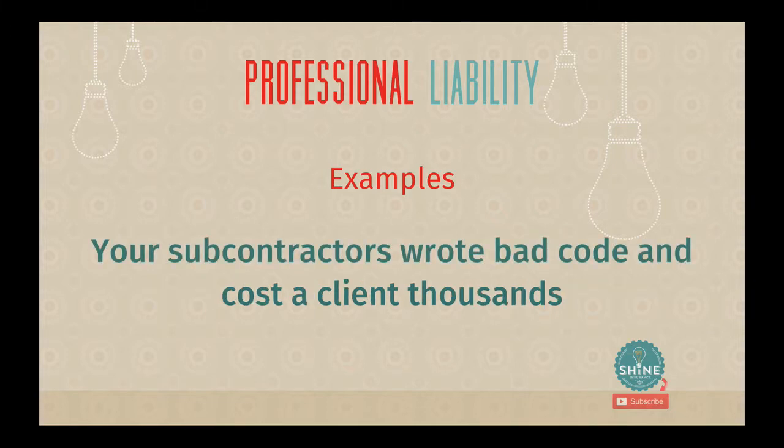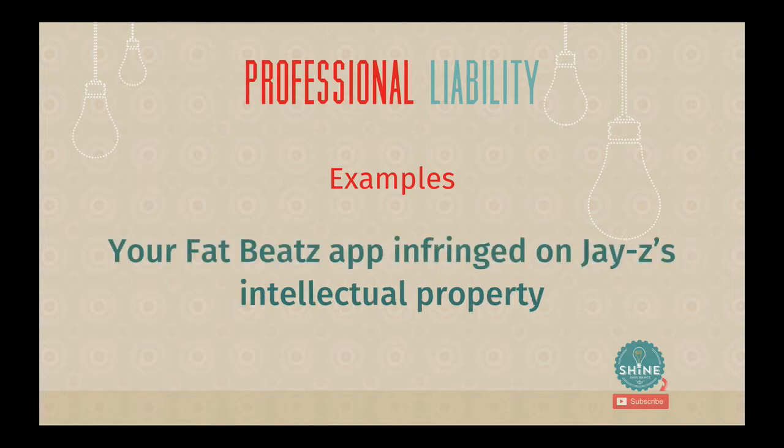Your subcontractor wrote bad code and cost clients thousands of dollars. You know, code means everything, and if it's written wrong, it can take people the wrong direction, do the wrong things, and lead to some really bad stuff. So that could be a professional liability claim, plain and simple, and you've got coverage for it.